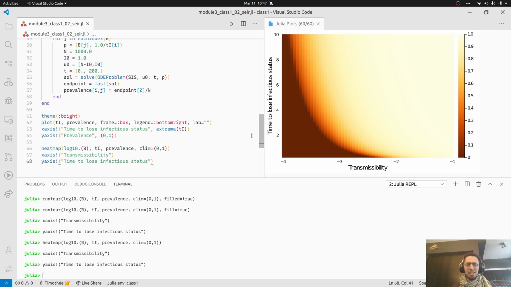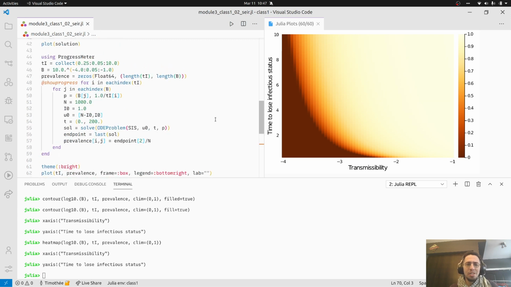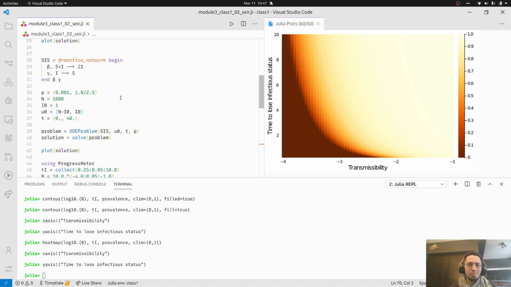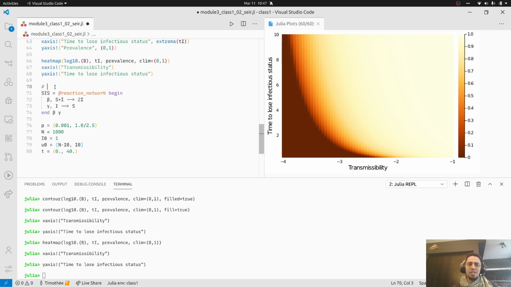Okay, so next step. Let's add a compartment. We're going to take about 10-ish minutes to do that because it's going to blend into the 3rd module. So one of the things that we've done so far is that we've added an arrow back into S from I. One thing that might happen is actually that instead of just not being infectious, we recover from the disease in such a way that we develop immunity.